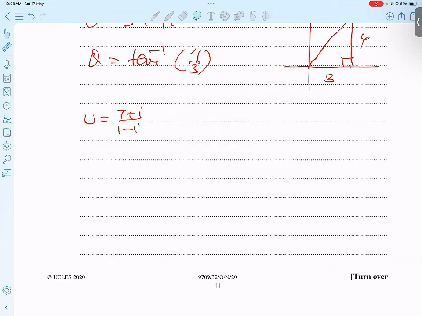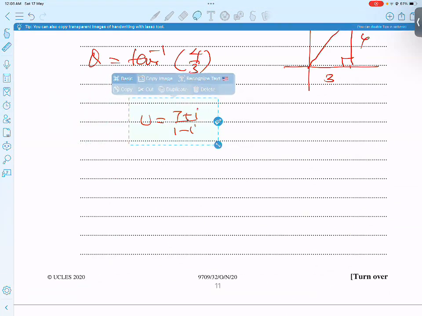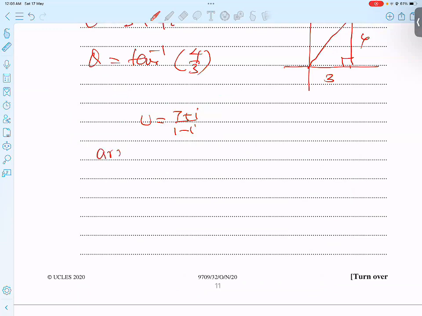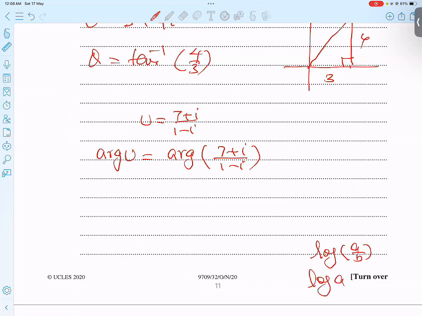So if I take the logarithm, argument of both sides. So argument of the left-hand side, argument of the right-hand side. The way we apply logarithm, students: if I have a up and b down, we apply logarithm of upper minus logarithm of lower. Same, students, I will apply the rule here. Argument of upper, 7 plus iota, minus argument of lower, 1 minus iota.